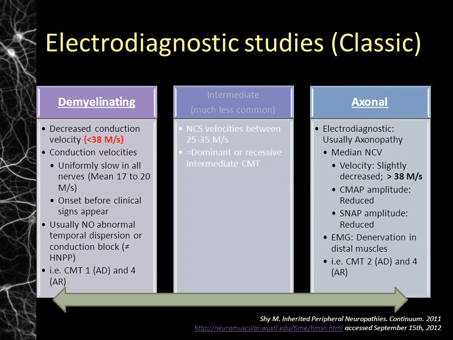CMT2, AD and 4, are Shy et al., Inherited Peripheral Neuropathies, Continuum, 2011.